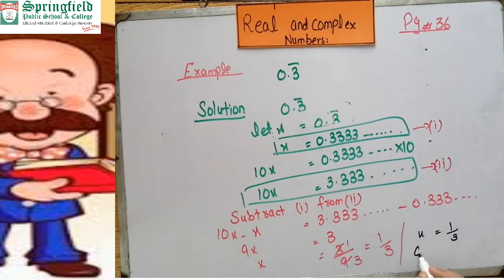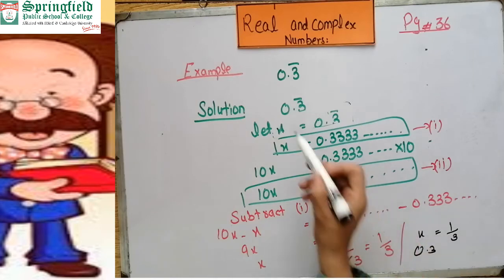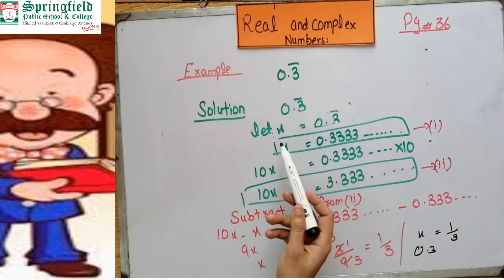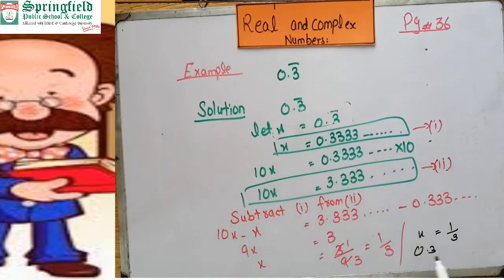As we know, we let x be equal to this one. So put the value of x: 0.3 bar is equal to 1 by 3. We already know that 1 by 3 is a fraction form. Understood, beta?